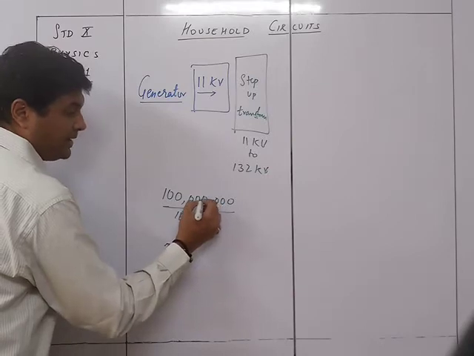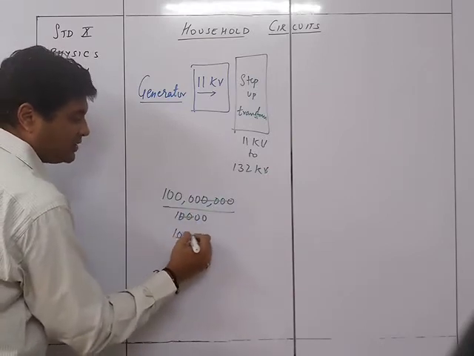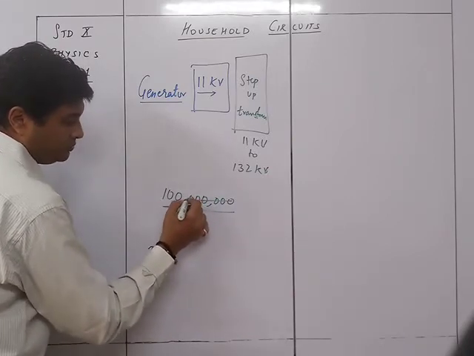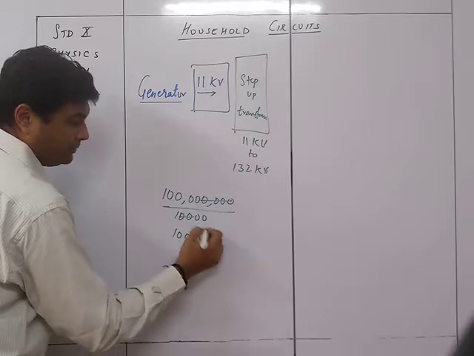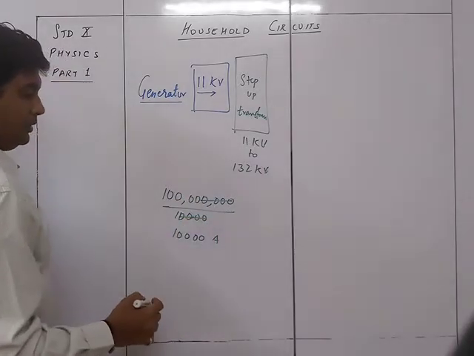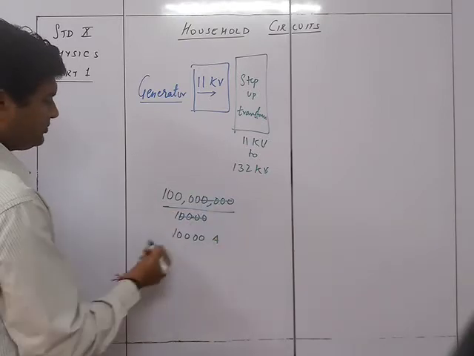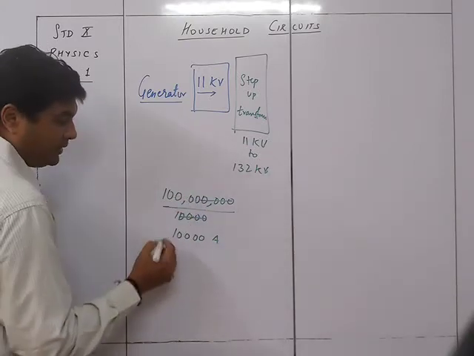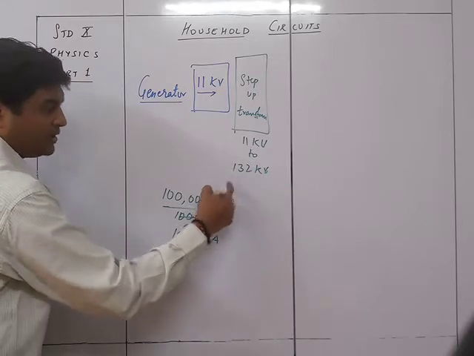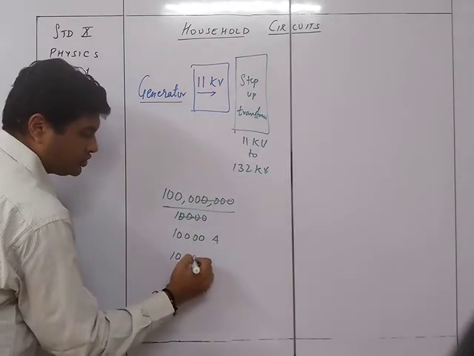So this would be like this. It will be something like 10,000 ampere. The 10,000 ampere. Is it so? 11 kV, yeah, that's right. So it is 10,000 ampere. Now instead of this, if I make it 132, it will be this way.